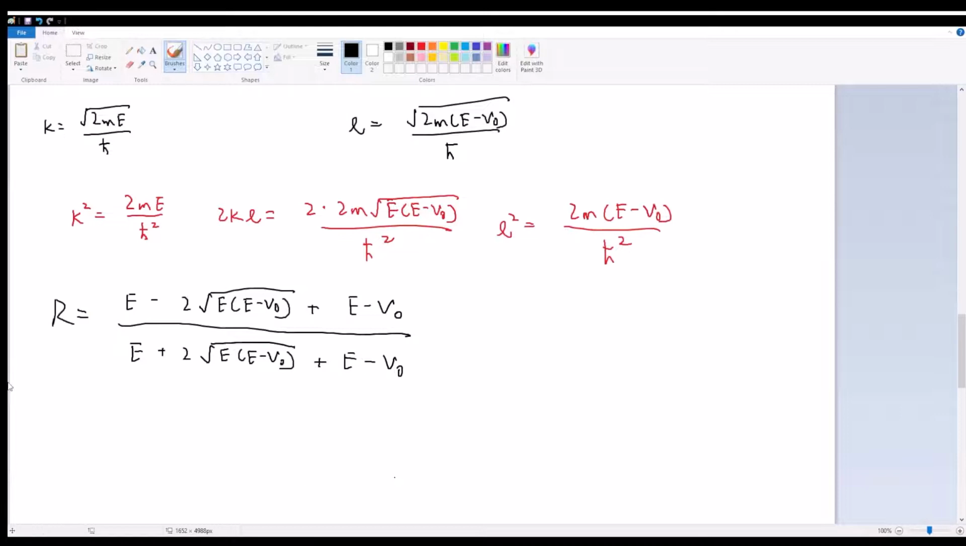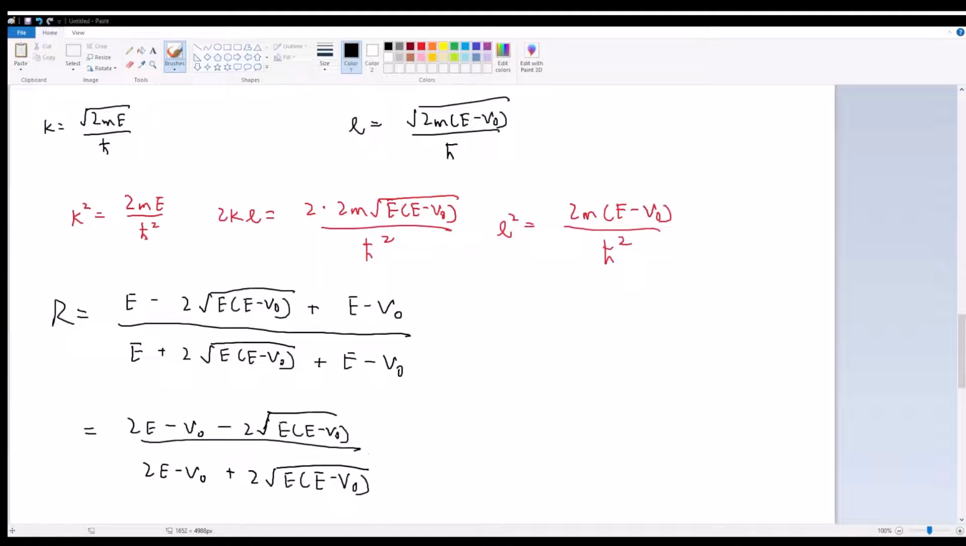Combining like terms, we get that we have 2E minus V naught minus 2 square root of E times (E minus V naught). And then at the bottom we get 2E minus V naught plus 2 square root of E times (E minus V naught). And that is our answer.